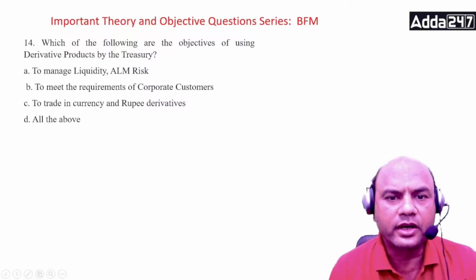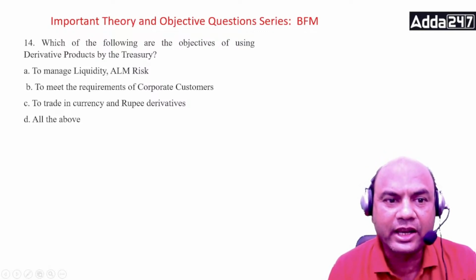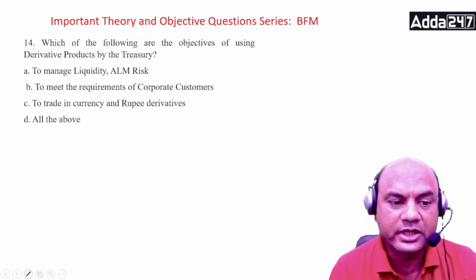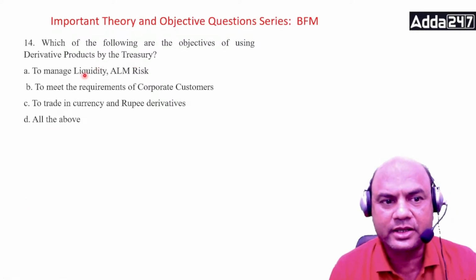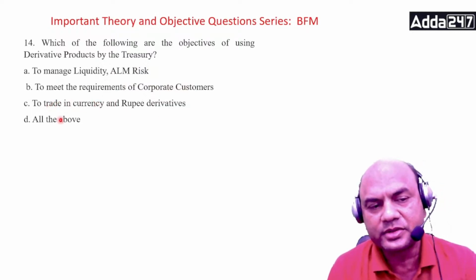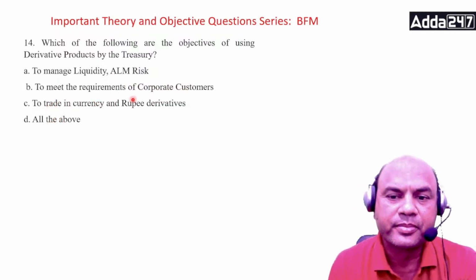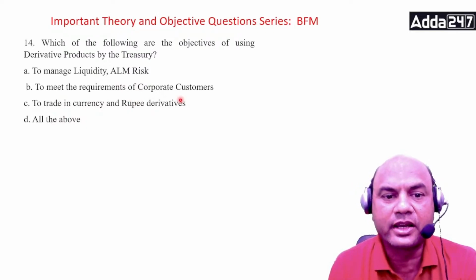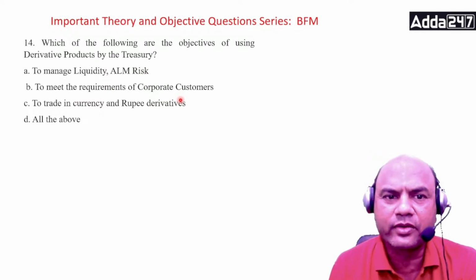Which of the following are the objectives of using derivative products by the Treasury? Objectives of using derivatives products by the Treasury: to manage the liquidity ALM risk, to meet the requirements of the corporate customers, to trade in the currency and rupee derivatives, and all of the above. So which of them can be the objectives of trading in derivatives? And why do we use derivatives? Here, what are derivatives basically?